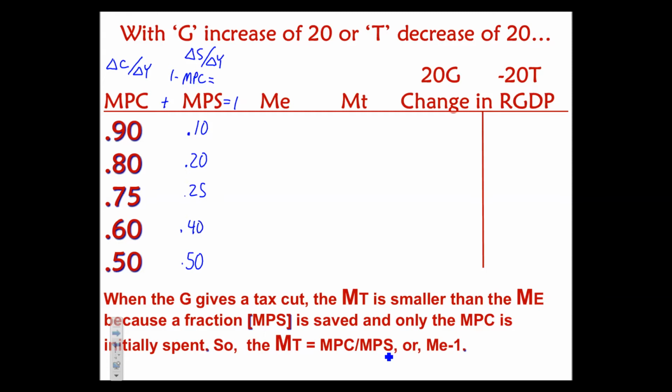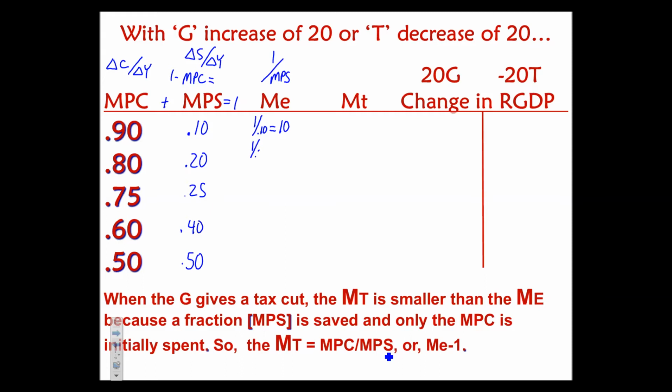Okay? So we needed MPS in order to calculate the expenditure multiplier. The expenditure multiplier is 1 divided by MPS. So let's calculate these. Okay, make sure we understand how to do this. 1 divided by 0.1, that would be 10. Okay?